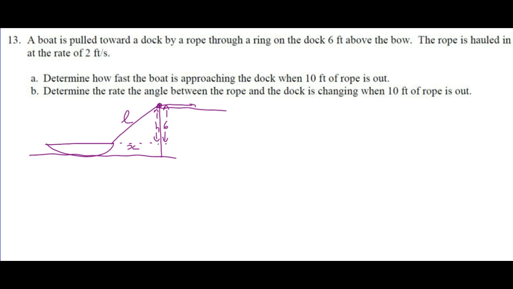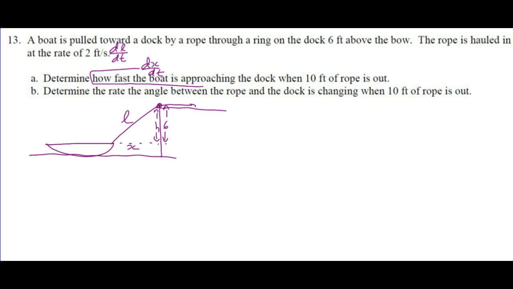So determine how fast the boat is approaching the dock, so that's the change in X, right? So in terms of this diagram, how fast the boat is approaching the dock is going to be dx by dt. The rope is being hauled in, so that's dl by dt, right? The length of the rope is changing. Okay, now initially it's 10 feet.